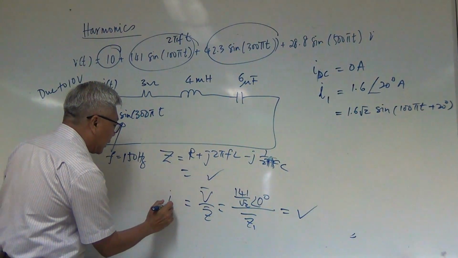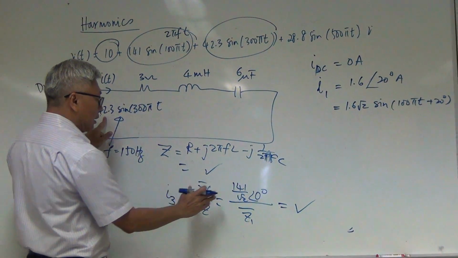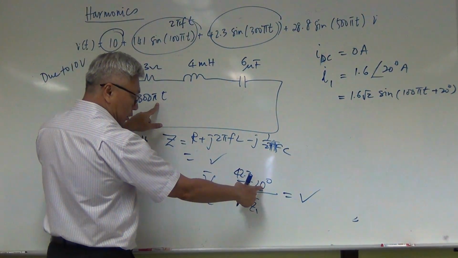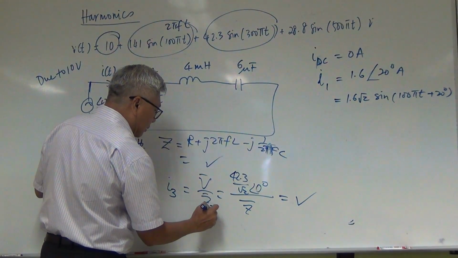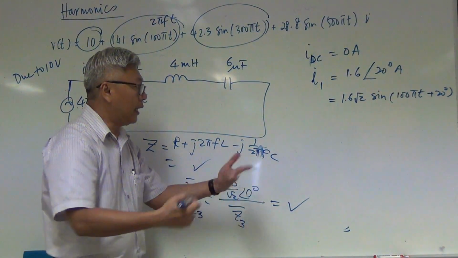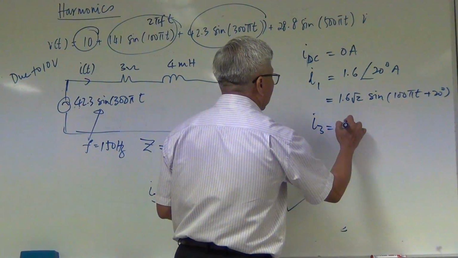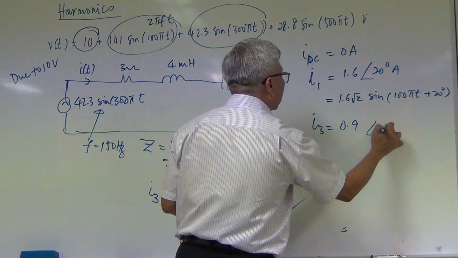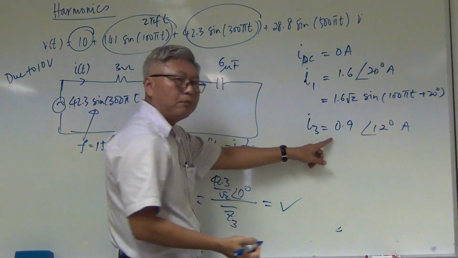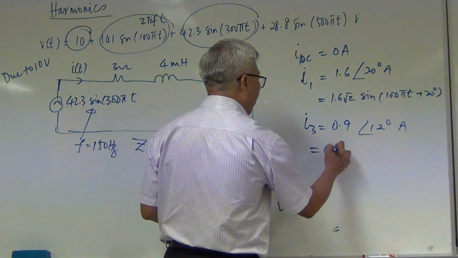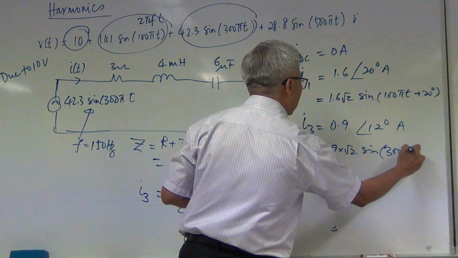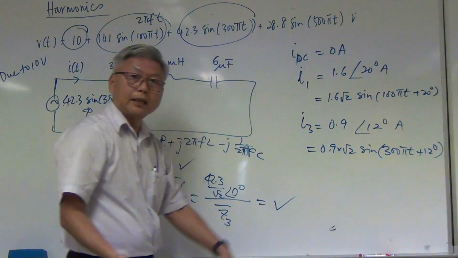The current now, due to the third harmonic, is V divided by Z. The V is 42.3 divided by square root 2, angle is 0 degree, then you divide by your new impedance, which is the third harmonic impedance. So you get a polar number. Again, let me fake an answer. So I3, let's say, is equal to 0.9 angle 12 degree ampere. Can you make this into a sinusoidal expression? Of course, 0.9 times square root 2 sine 300 pi t plus 12 degree. So you get an answer.